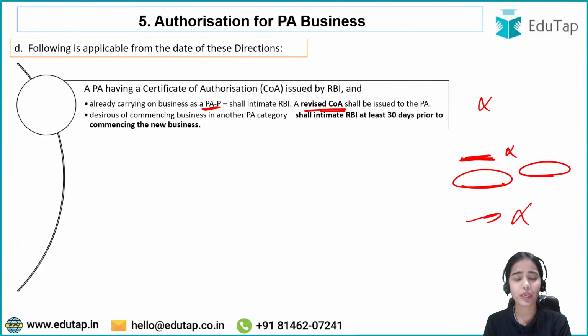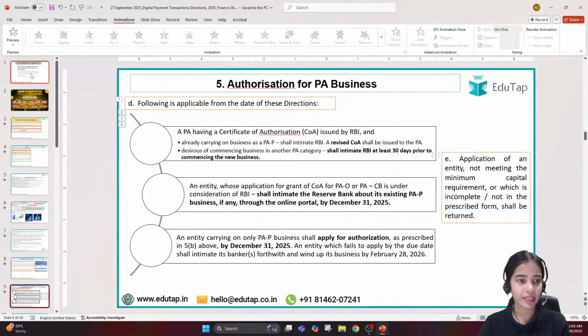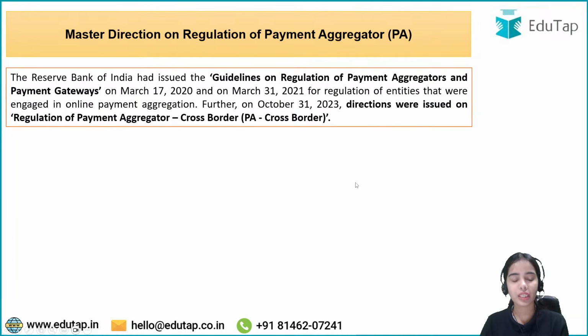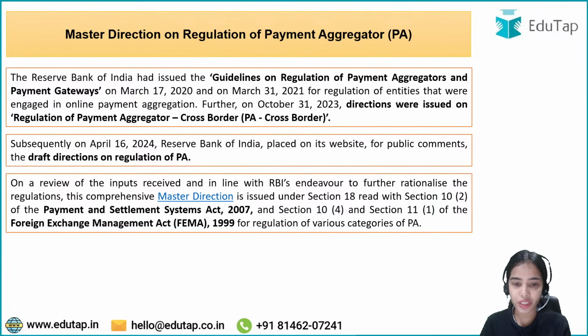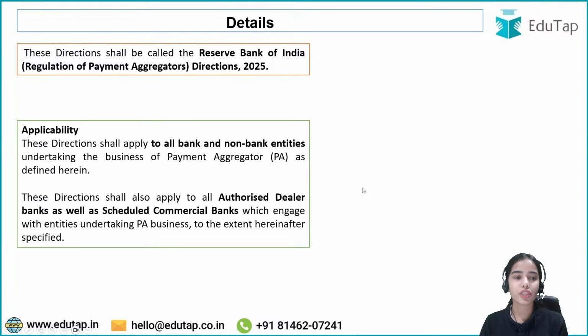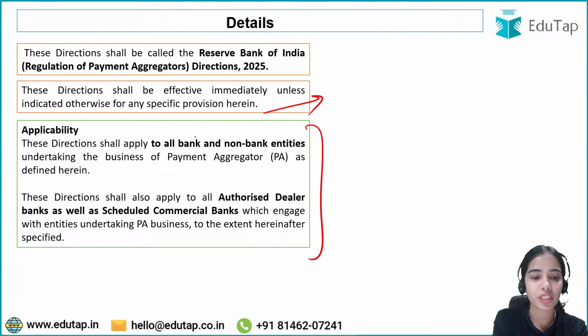Let's revise what you have to keep in mind from the directions. Okay, let's just revise the first part, what we have discussed. We have discussed about the RBI's payment aggregator master direction. We have started with it. We have discussed that previously the directions were released in 2020, 2021, 2023, but now the new directions have been released. Okay, so these directions are called RBI Regulation of Payment Aggregator Directions 2025, and these directions are coming into effect immediately. These directions have to be followed by all bank and non-bank entities.